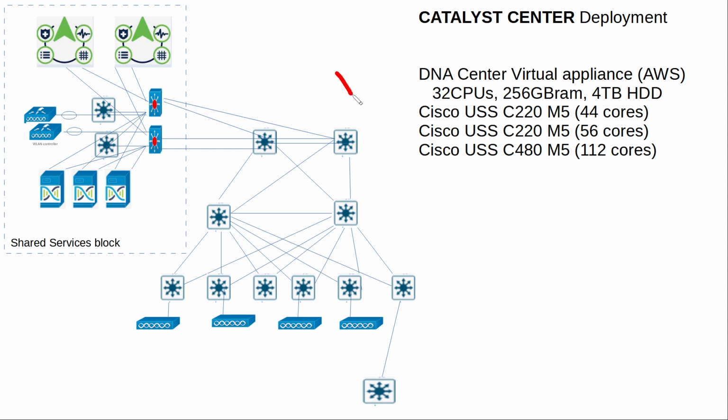And you can go virtual if you want to deploy your Catalyst Center. You can even install this as a virtual machine on AWS. These are the requirements for this virtual machine. And these are the Cisco hardware options if you want to install it physically.